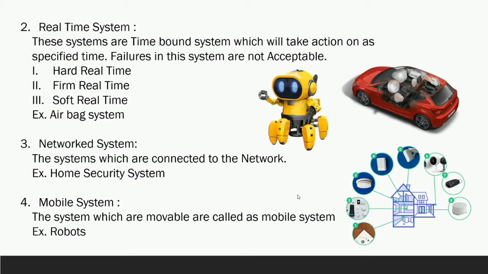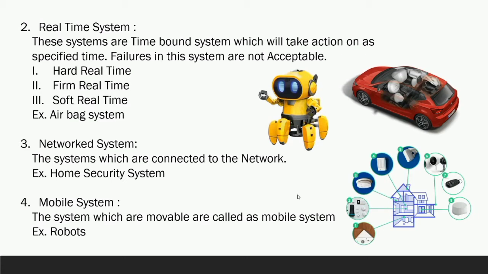Failures in this system are not acceptable. The real-time systems are hard real-time, firm real-time, and soft real-time. Example, airbag system. Networked system.